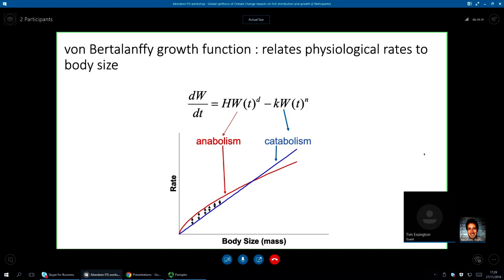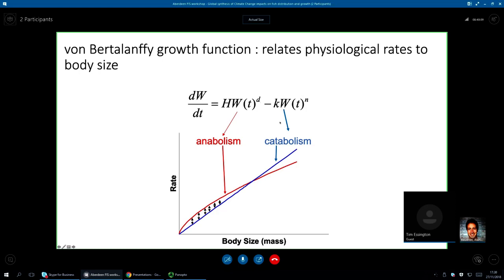So the basic idea is we're going to measure changes in body size in terms of weight. We'll get to length in a minute. So right now we're going to be dealing purely with mass. So dW/dt is the growth rate. That's the difference between two competing processes. The first is anabolism, so that's the accumulation of energy. That's going to be proportional to biomass, and then the losses of energy due to catabolism.